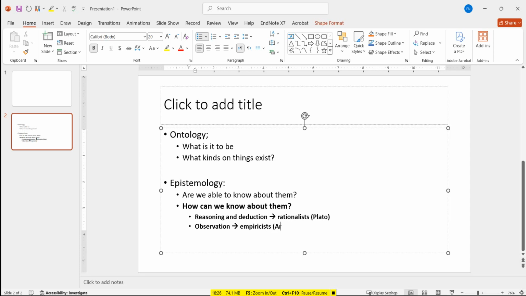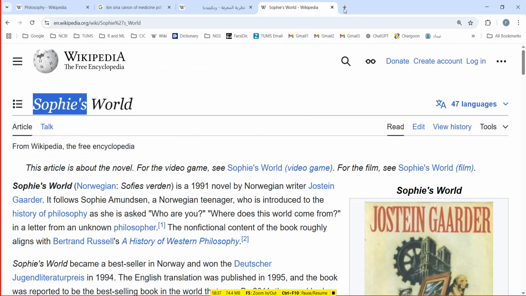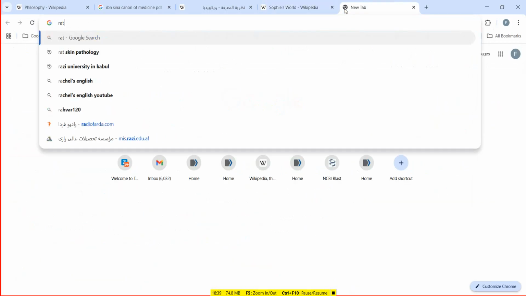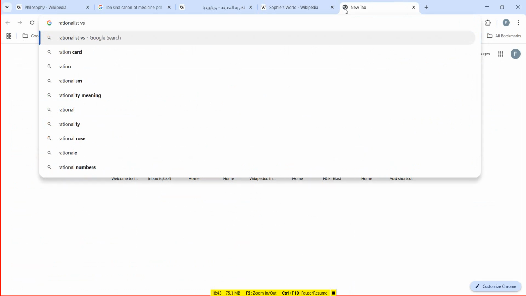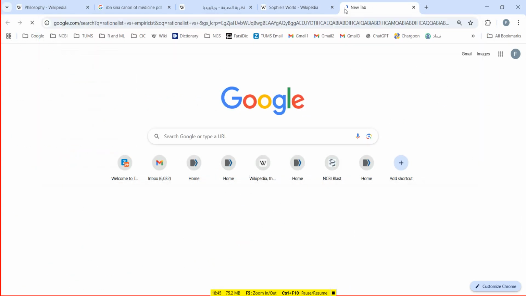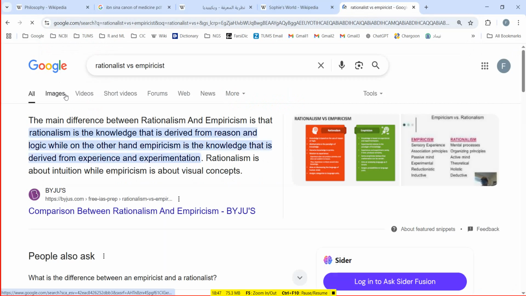So that was Aristotle. So these people were called empiricists. Well, they did not identify themselves as rationalists or empiricists, but later they were labeled like that.